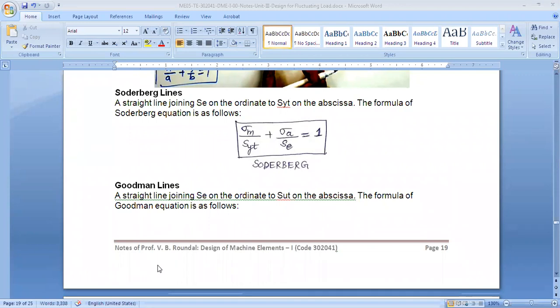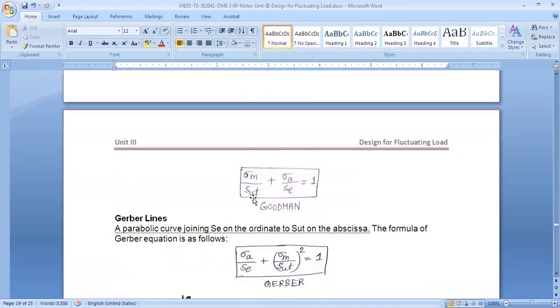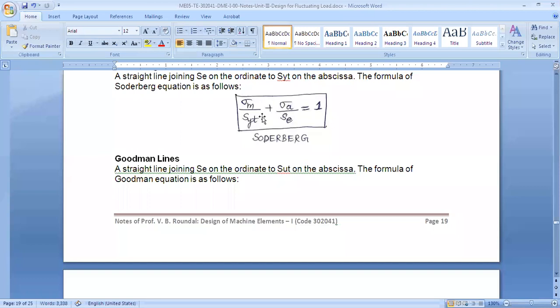Okay, so I was explaining the same lines but with the factor of safety. Now, SYT is your yield stress and SUT is your ultimate stress. Generally in a design, we get our allowable stress as SUT upon factor of safety or SYT upon factor of safety. So if our factor of safety is n, how does this equation change? Sigma m divided by SYT upon n. This SYT upon n is in the denominator, so it will go up and it will become sigma m into n. Are you getting my point?